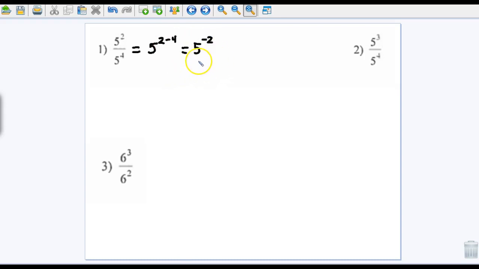Now I'm going to use what I remember from my negative exponents. We're not supposed to have any. I'm going to make this a fraction over 5 to the second, right? So 5 to the second is 5 times 5, which is 25, correct? So this becomes 1 over 25. Super simple, right?